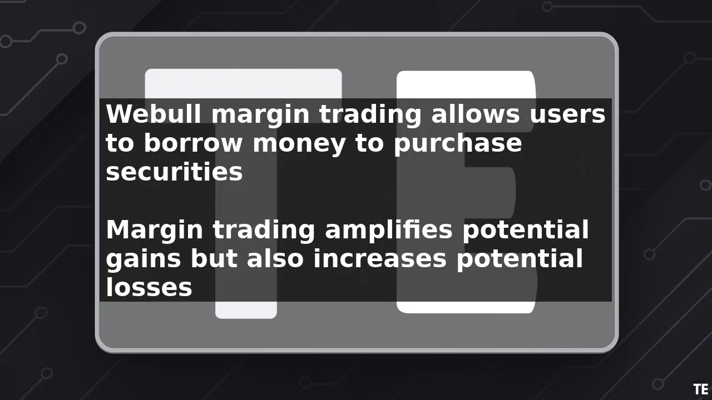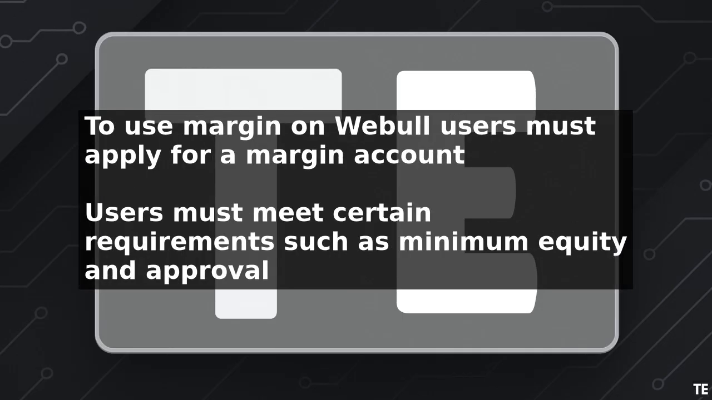The next step is to understand the different types of margin available on Webull. There are two main types: initial margin and maintenance margin. Initial margin is the amount of money you need to deposit into your account to open a position, while maintenance margin is the minimum amount of equity you need to maintain in your account to keep the position open.